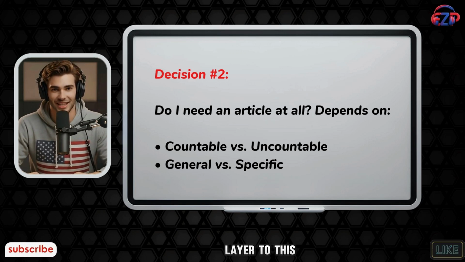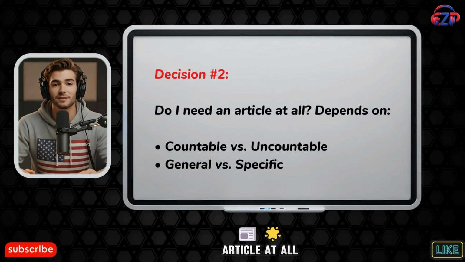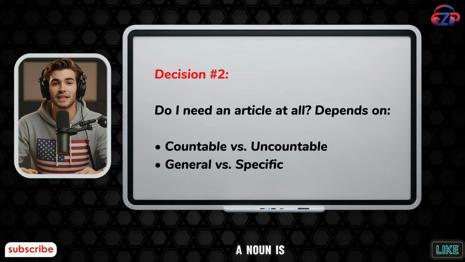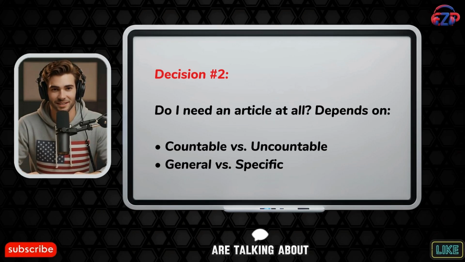But there's one more layer to this system. What about when we use no article at all? This is our second key decision, and it often depends on whether a noun is countable or uncountable, and whether we are talking about something in general or specifically.